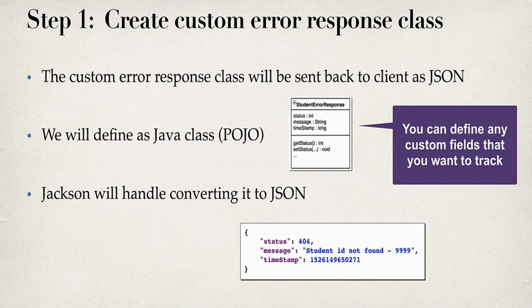Now, with this POJO here, you can define any custom fields that you want to track. Here, I'm just keeping it simple by having these 3 fields of status, message, and timestamp, but you can easily extend it and easily add your own custom fields because it's just a regular Java POJO.